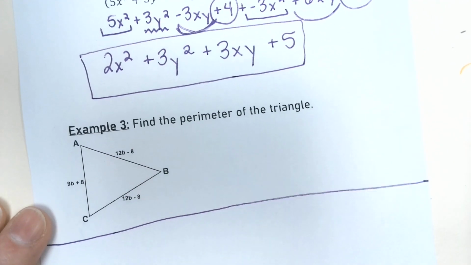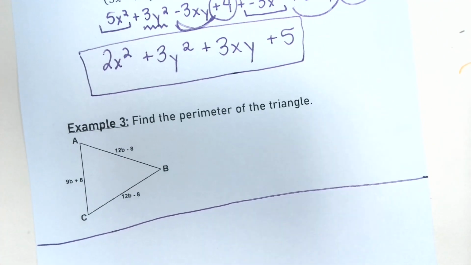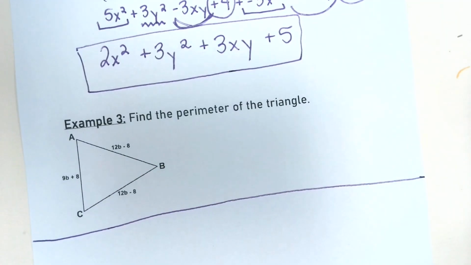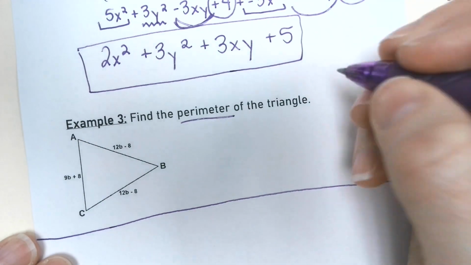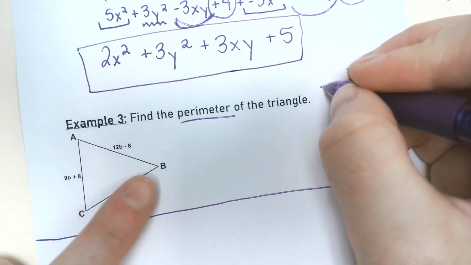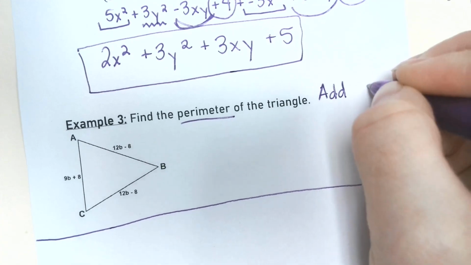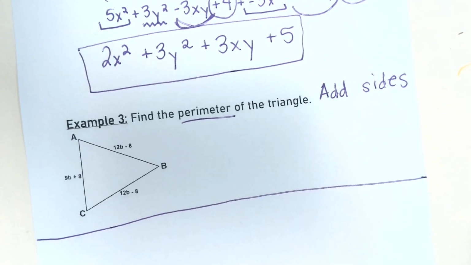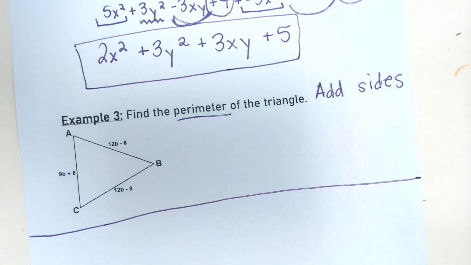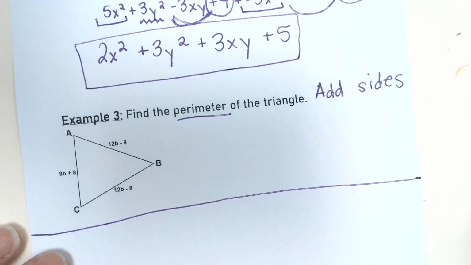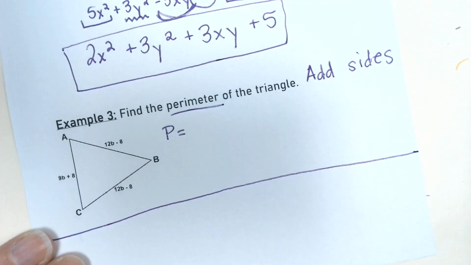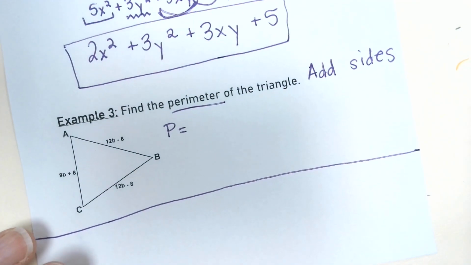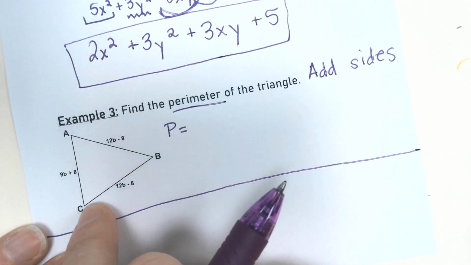So example 3 is a triangle. And we're going to do one more after this. So it says, find the perimeter of the triangle. So how do you find the perimeter of a triangle? Yeah, the outline. All we're going to have to do is add the sides. That's it. So it's the same thing. So I'm going to do P equals, this is all going to be added up.